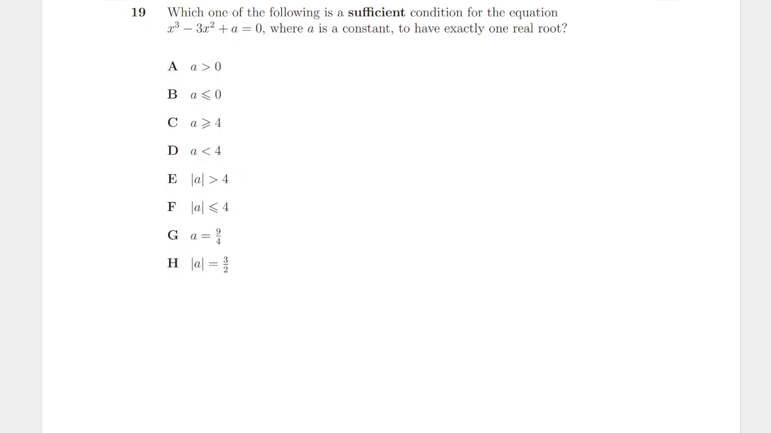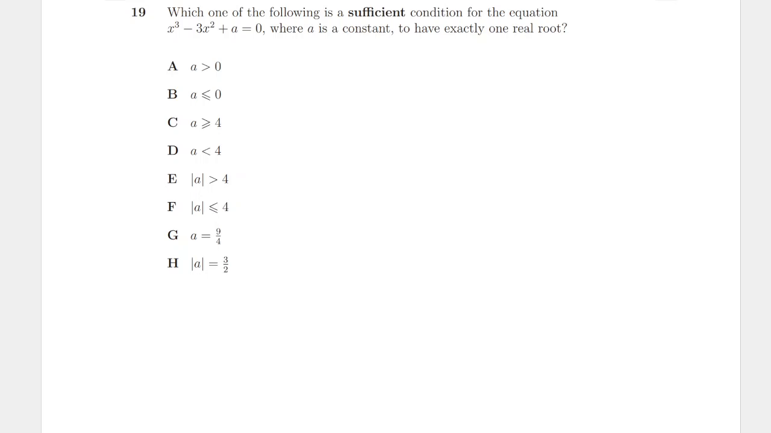Okay, question 19. Which one of the following is a sufficient condition for the equation x cubed minus 3x squared plus a equals 0, where a is a constant, to have exactly one real root? Okay, so this is a cubic, right? And when we talk about roots, we always just draw the graph, right?